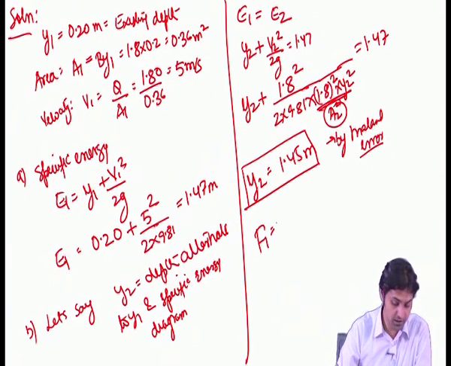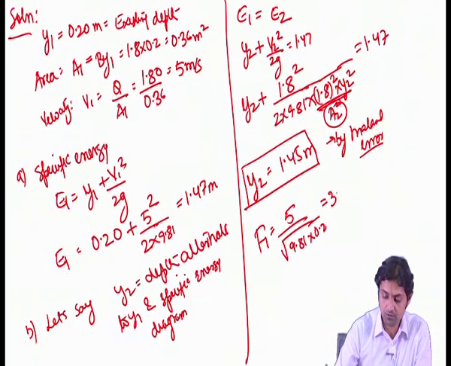So, the Froude number at the first location is going to be V under root 9.81 into 0.2, that is 3.57.